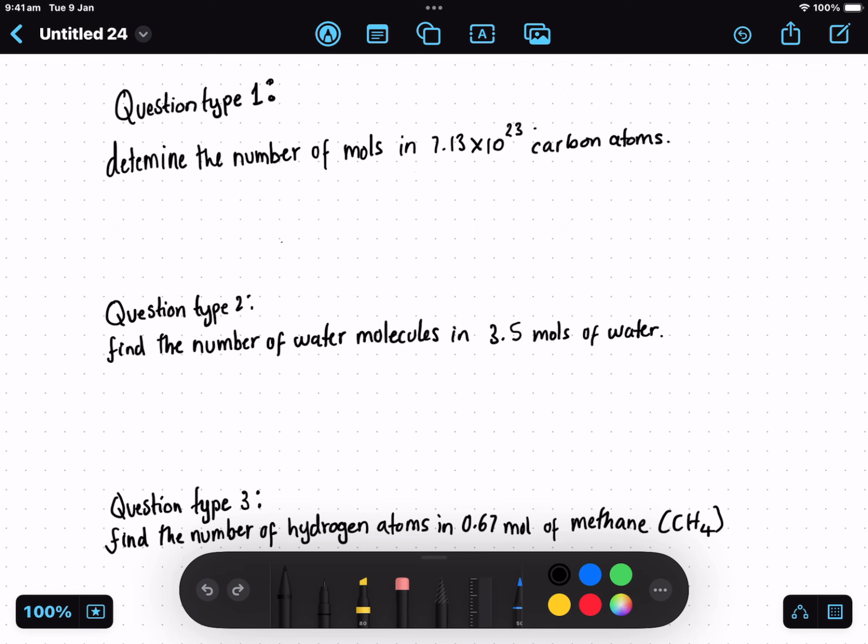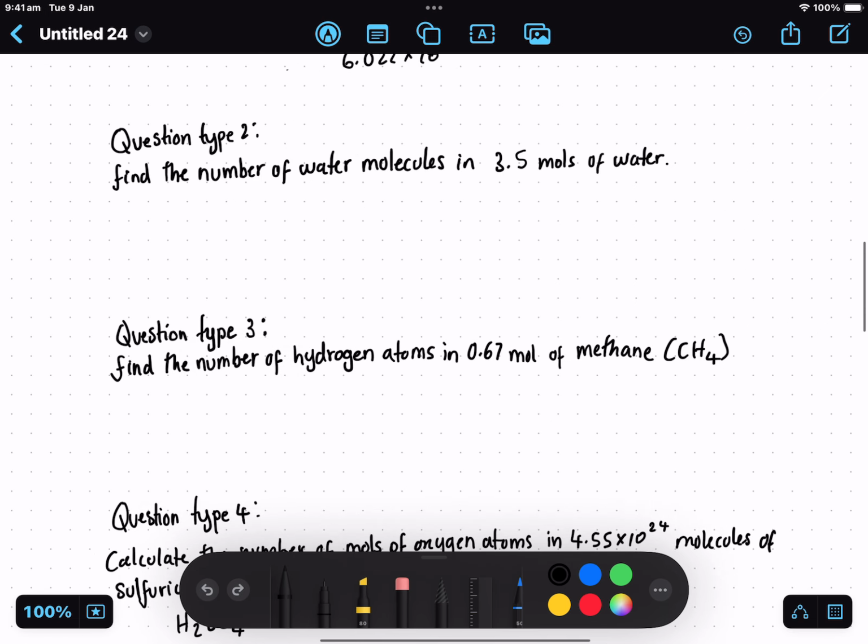Determine the number of moles in 7.13 times 10 to the power 23 carbon atoms. So we have to first think, how many moles are in this many carbon atoms? To solve this, we'll divide the number of carbon atoms, which is 7.13 times 10 to the power 23, over Avogadro's number, which is 6.022 times 10 to the power 23. So we should get 1.18. And don't forget the units, which is moles. So we converted the amount of carbon atoms to moles.